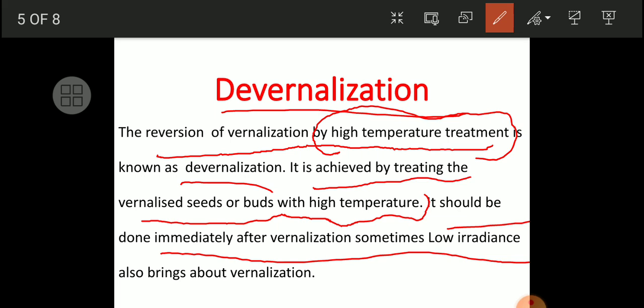Sometimes low irradiation also brings about the vernalization. You'll have to keep in mind, immediate. Suppose vernalized seeds or buds are in your hand. Immediately you will have to treat those seeds or buds with the high temperature. Otherwise devernalization will not take place. Okay.